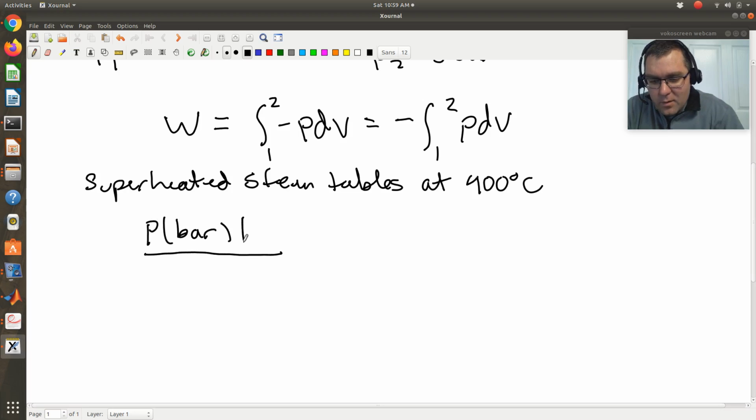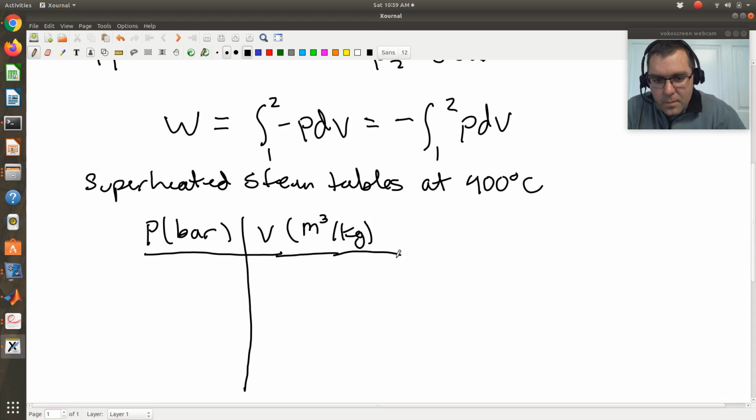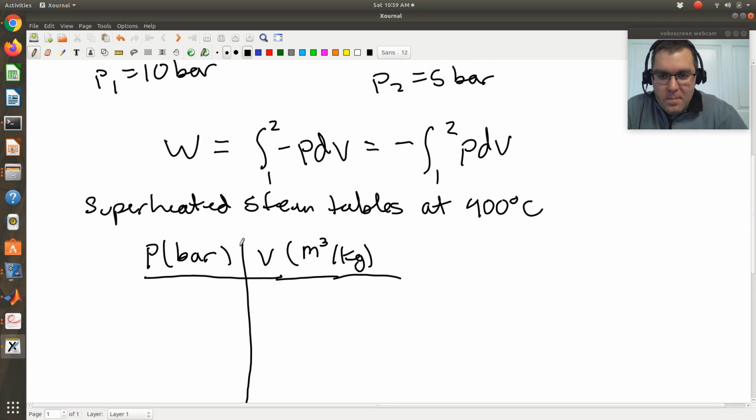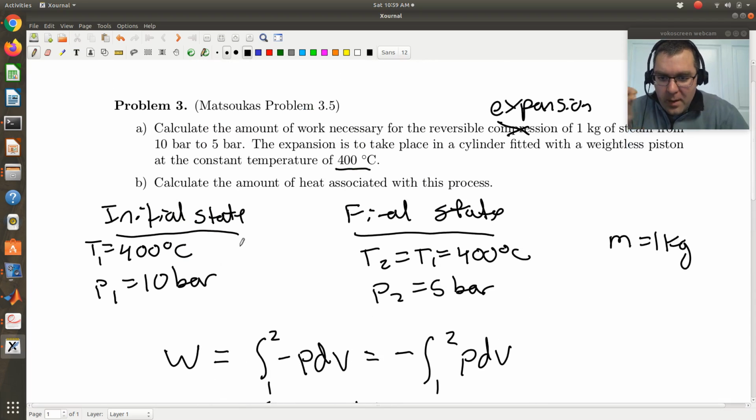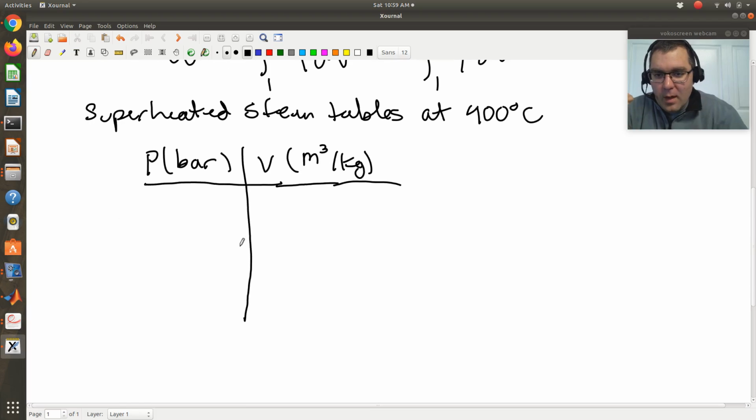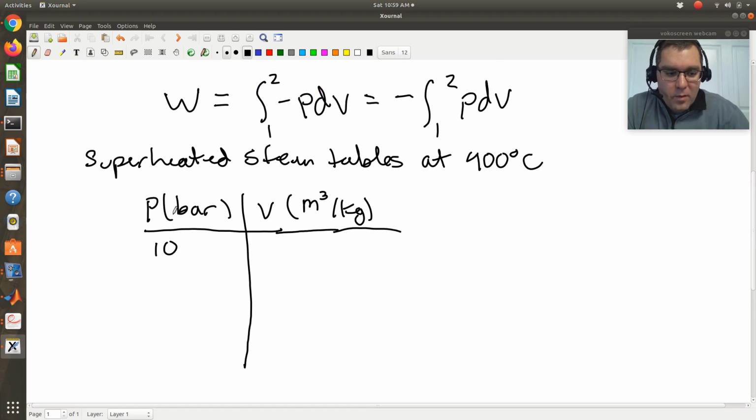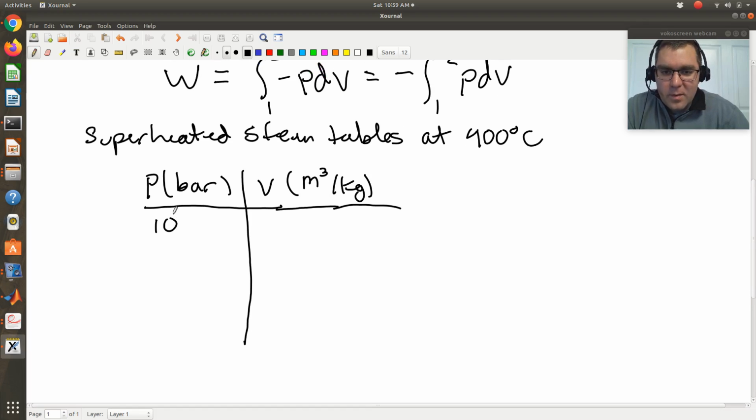It's going to be in bars, since the superheated steam tables are in bars. Then I'll get V, which will be in meters cubed per kilogram. Now, as I collect P, I'm going to integrate from my initial state to my final state. So the first data point I'm going to want is 10 bars, and I'll go decreasing down to 5, just so that I get my order of integration correct, because I'm going to integrate from my initial to my final state.